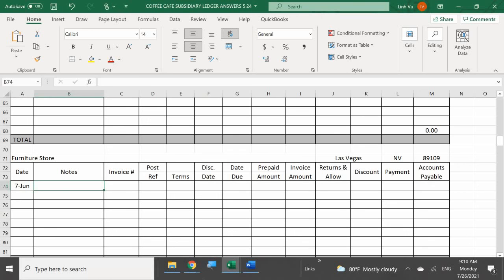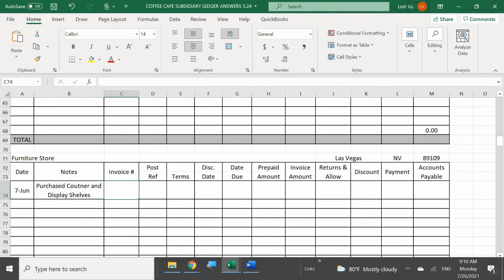What do you want to write the notes here for? You can say purchased counter and display shelves. Okay. You can put the invoice number 69, right? Post reference, once again, we are still on general journal number 2.